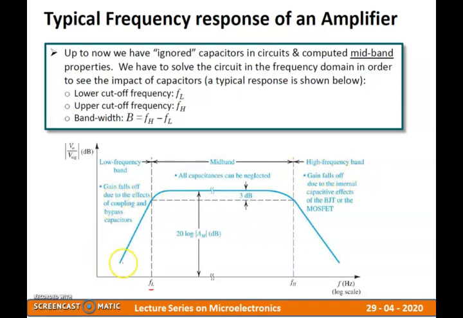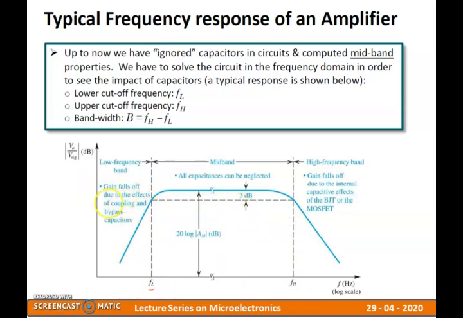Now as you can see, the gain versus frequency over a log graph is shown over here. You can clearly see that between the frequency range FL and FH the gain is very linear or constant, and that particular band is known as the mid band. Now there is a sudden fall of gain before FL and after FH.